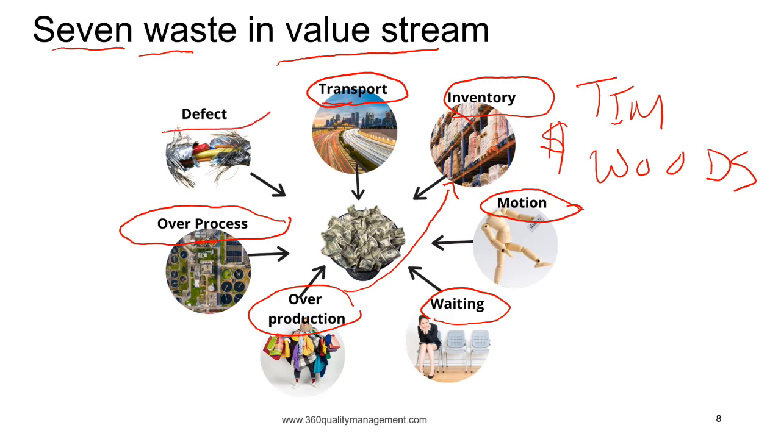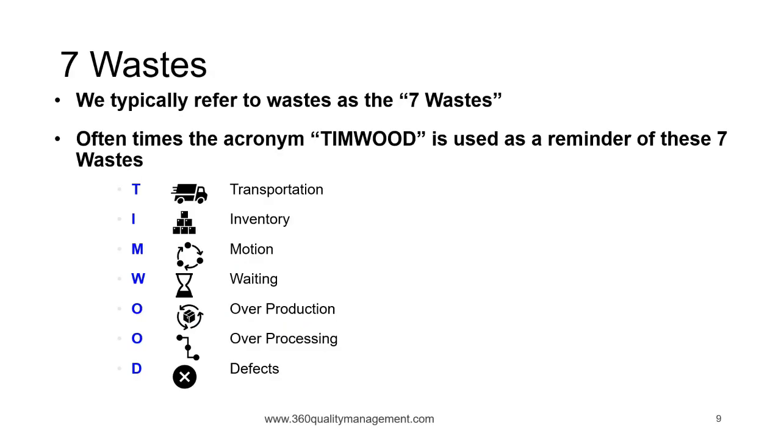And the last waste is defect. Any parts that fail specifications or fail customers' requirements, for example those rework or scrap units, which also cost money. Now we have got to know Tim Woods, which is Tiger Woods' younger brother, as a reminder of all these 7 wastes.